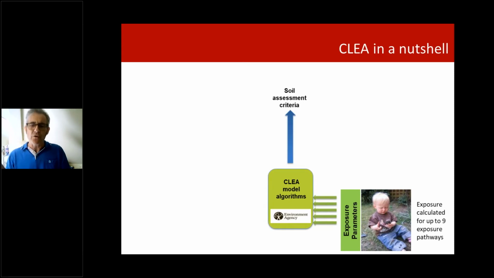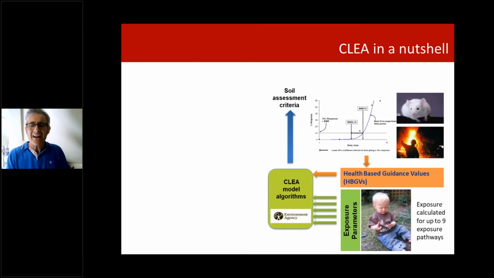For each one of those pathways there is an equation to calculate exposure, and those equations have parameters, and those parameters need to be populated with values, things like how much soil do you eat, what's your body weight, things like that. So that's the exposure modeling aspect. CLEA will take a soil concentration and calculate exposure from that soil concentration. It then compares that exposure with your health-based guidance value. This is the toxicological assessment part.